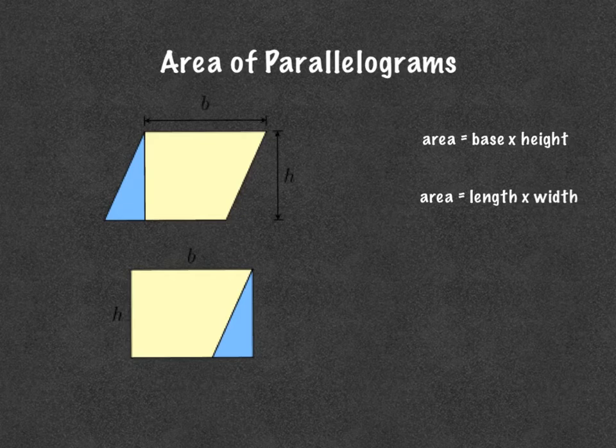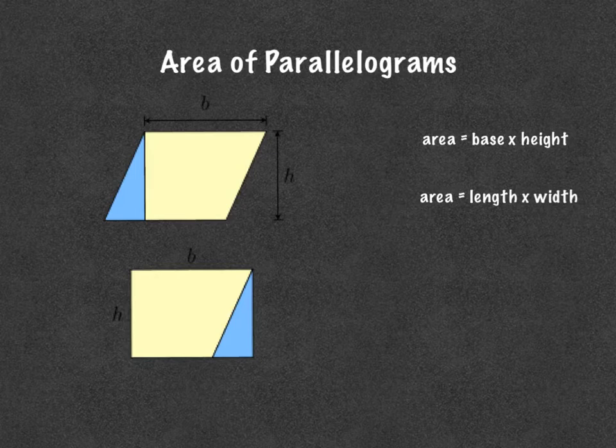Okay, today we're going to talk about the area of parallelograms. So the formula for area of parallelograms is the same as our area of a rectangle. So we have our base times height, and our length times width. So again, these formulas are the same thing. They're just using different words. So base times height is the same as length times width.